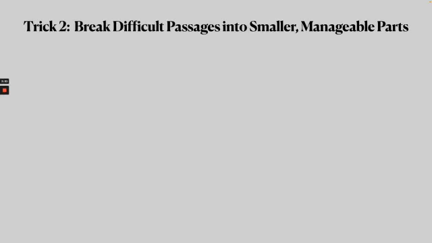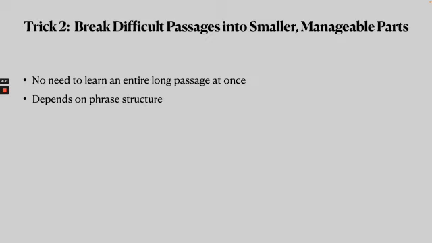Our next trick is to break difficult passages into smaller, manageable parts. There's no rule saying you have to learn the entire 16-bar hard spot all at once. The breakdown would depend on exactly what is hard within the passage and its phrase structure. We could cut our hypothetical 16-bar phrase in half to work on it in 2 8-bar sections, quarters to work on it in 4 4-bar sections, eighths to work on it in 8 2-bar sections, or 16ths to work on it in 16 1-bar sections.